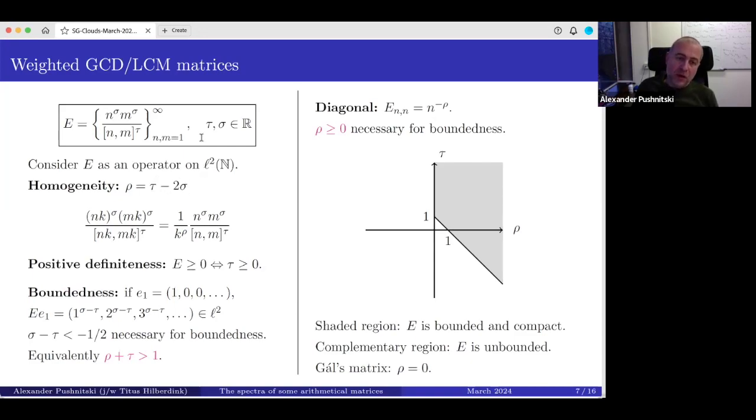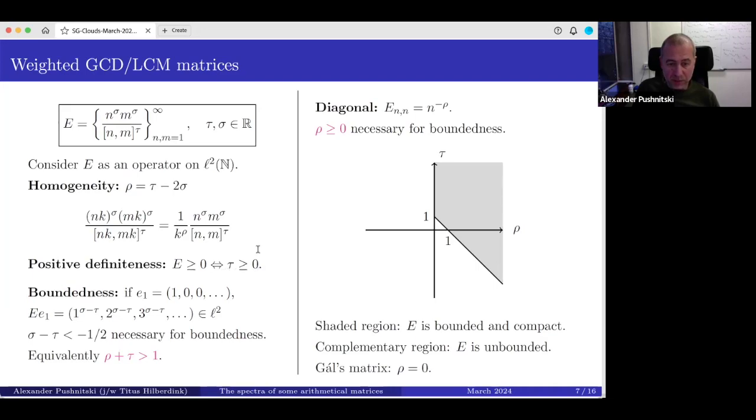So in fact, we have 3 parameters, tau, sigma, or rho, and you choose any 2 of them to parameterize your family. It depends on the situation. Usually I will choose tau and rho. So let me make a few remarks about operator theoretic properties of this guy. My talk is about these weighted GCD LCM matrices and what operator theoretic properties they have. First of all, it is positive definite.